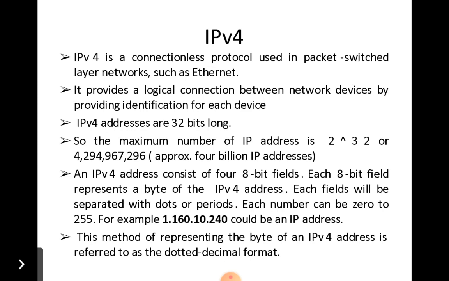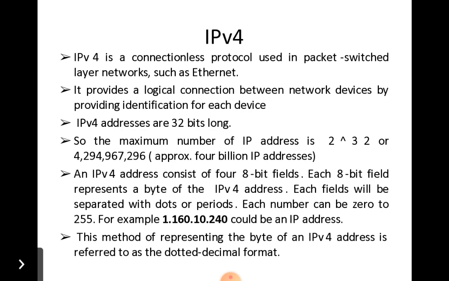IPv4 provides a logical connection between network devices by providing identification for each device. IPv4 addresses are 32-bit long. So the maximum number of IP addresses is 2 raised to the power 32, or we can say that it is approximately 4 billion IP addresses in IPv4.